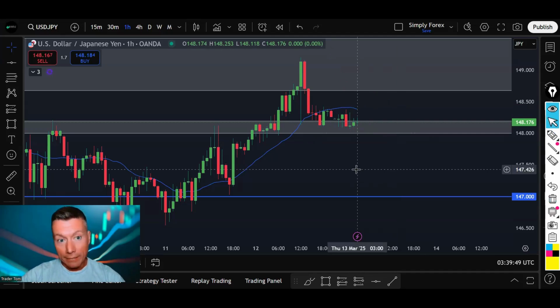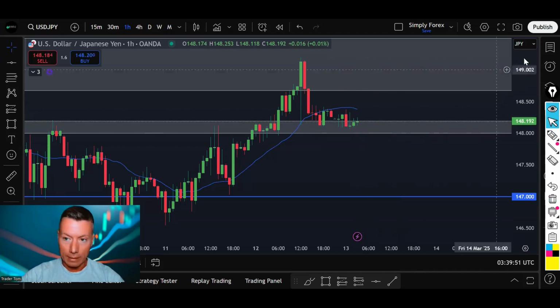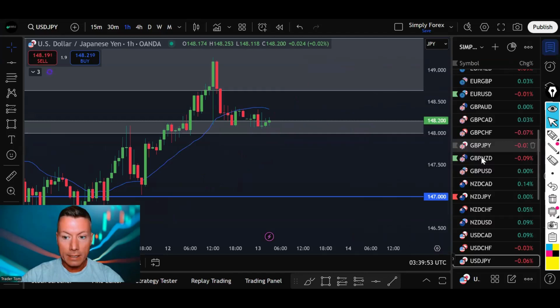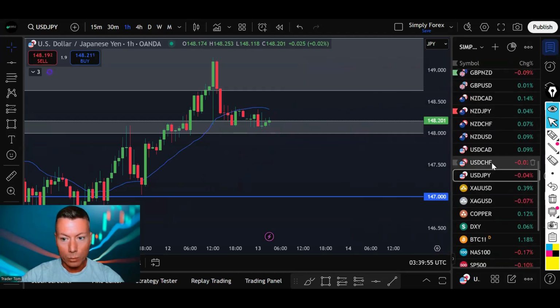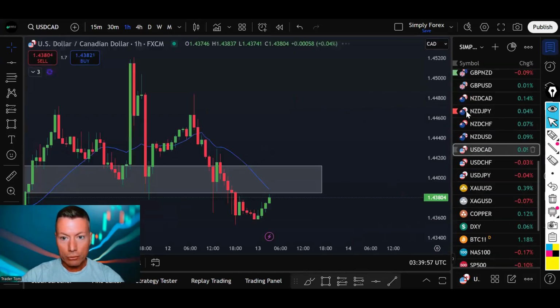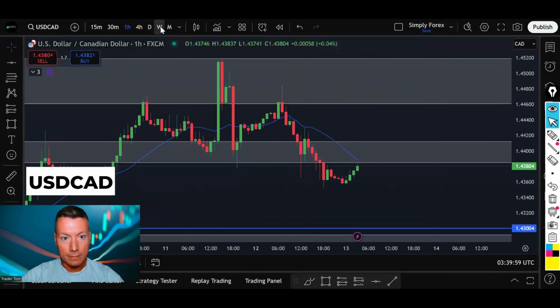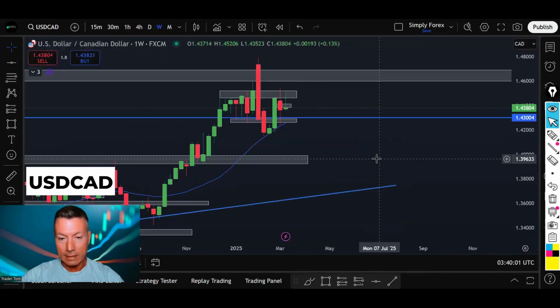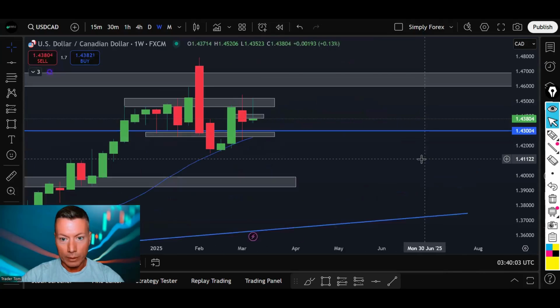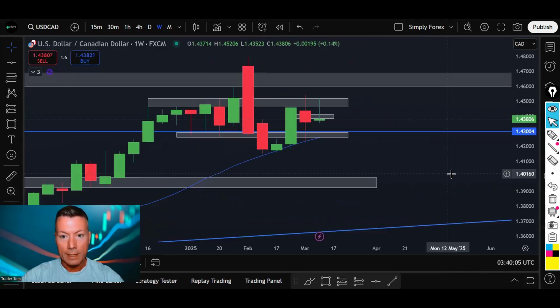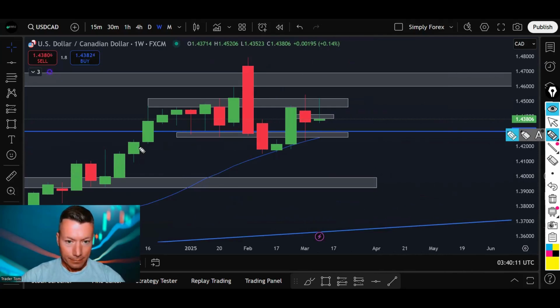So there's that trade. I'm going to show you another trade because it's highly correlated, and it's taking advantage of US dollar weakness. That next trade is US dollar Canadian dollar. So let's do exactly the same as we did with yen. We're going to do a top-down approach. This is the weekly chart on US dollar Canadian dollar, and we want to sell it.